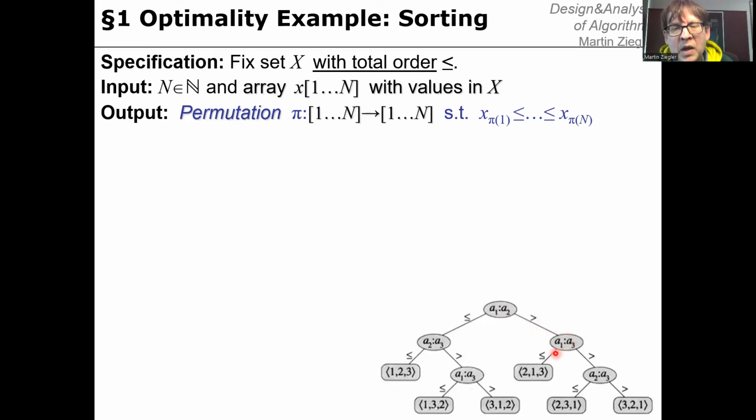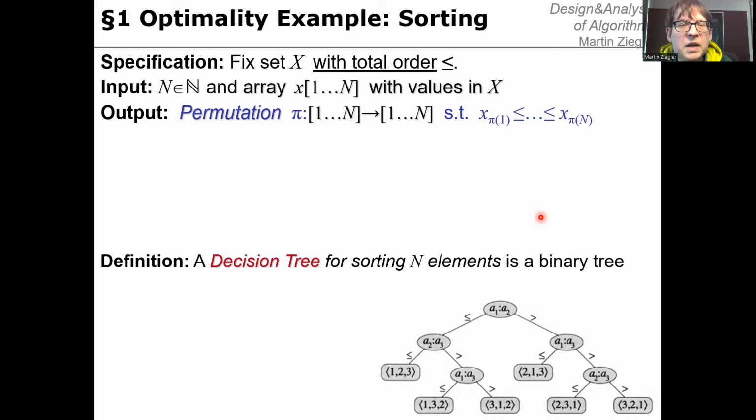Then comparing 3 to 1, 3 is greater, so it proceeds to the right again. Then comparing 2 to 1, again, 2 is greater, so it proceeds to the right. So in this case, the output of this sorting decision tree is the permutation 3 2 1. And if you apply that permutation to the input, which was, as you recall, 3 2 1, it will result in the sorted permutation 1, 2, 3. And so on for all other possible inputs and all possible leaves.